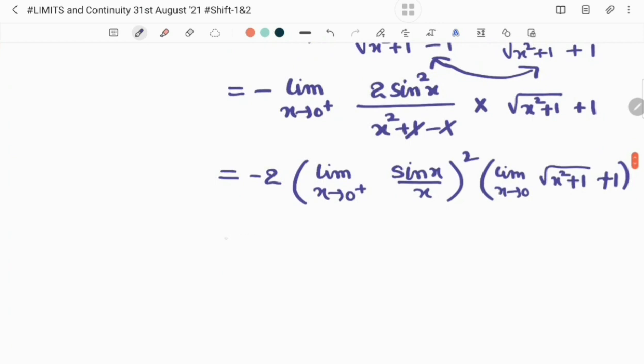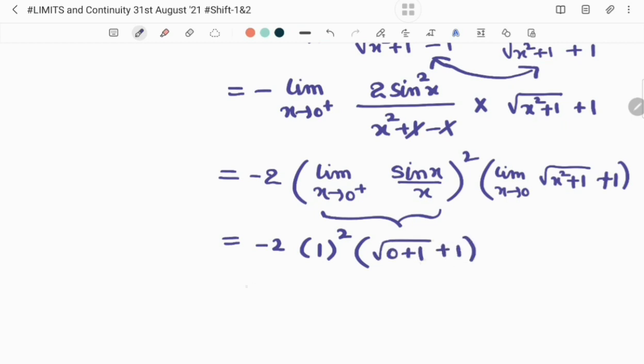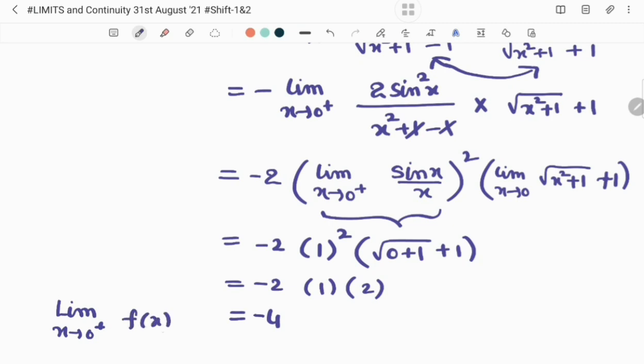So substitute x is equal to 0. This is the standard limit, limit x tends to 0, sin x by x is 1. So minus 2 into 1 square, so root over 0 plus 1 plus 1. So minus 2 into 1 into root 1 plus 1 is 2. So ultimately the right hand limit is equal to minus 4. So this is about RHL, limit x tends to 0 plus f of x value.